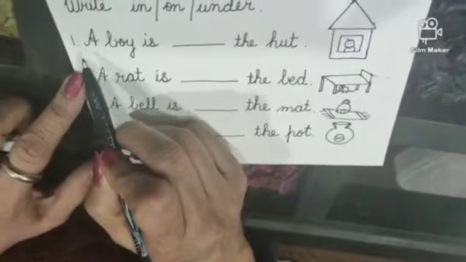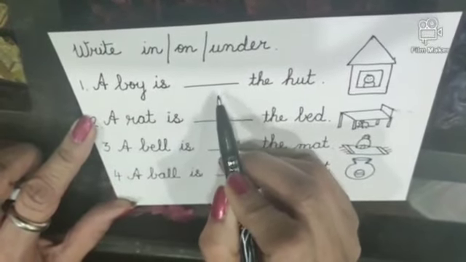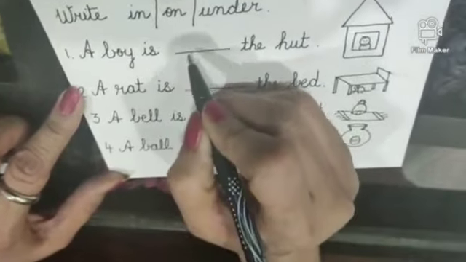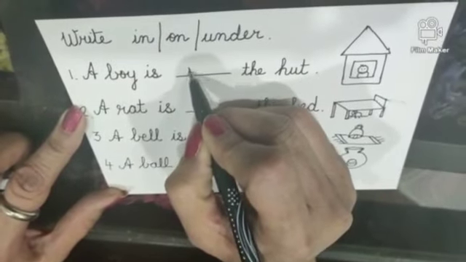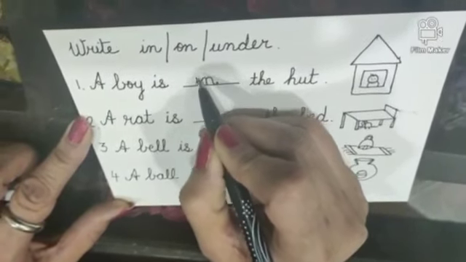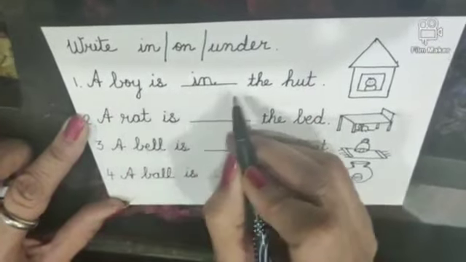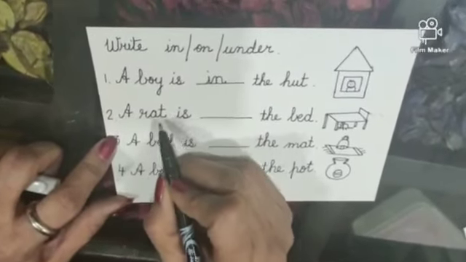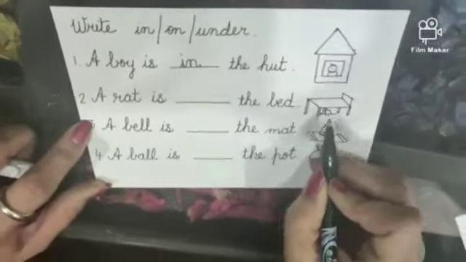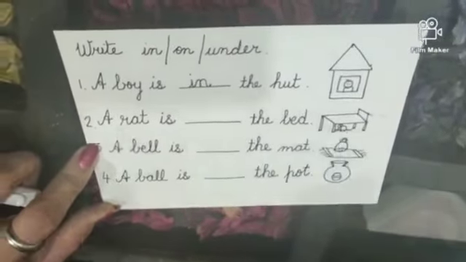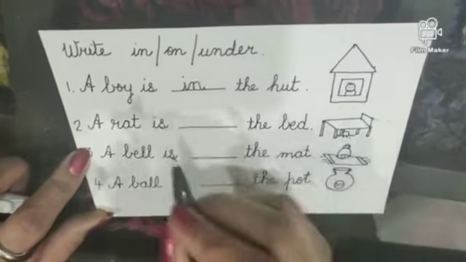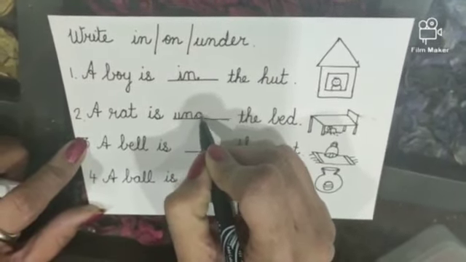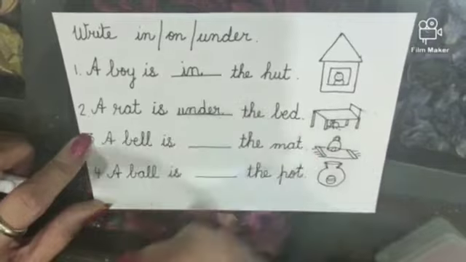Now, what is the first sentence? A boy is dash the hut. So, where is this boy? Yes, in the hut. So, what are we going to write? I, N, in. The boy is in the hut. Now, let's read sentence 2. A rat is dash the bed. So, where is this naughty rat? Yes, under the bed. So, we are going to write U, N, D, E, R, under.